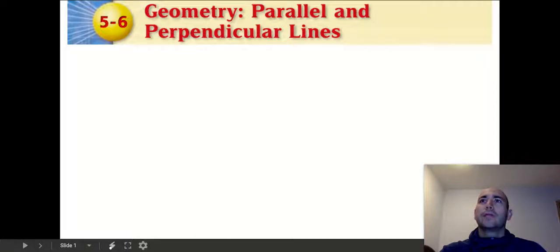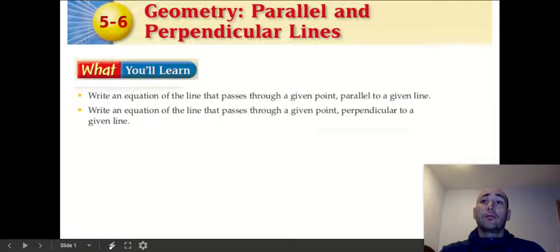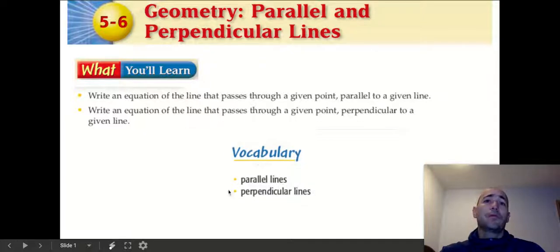Right, so today we're going to be working on Chapter 5, Lesson 6, and we're going to be talking about parallel and perpendicular lines. What we're going to learn is how to write an equation of a line that passes through a given point when a parallel line is given. We're going to learn how to write an equation of a line that passes through a given point when a perpendicular line is given. So some vocabulary to keep in mind are: what are parallel lines and what are perpendicular lines?